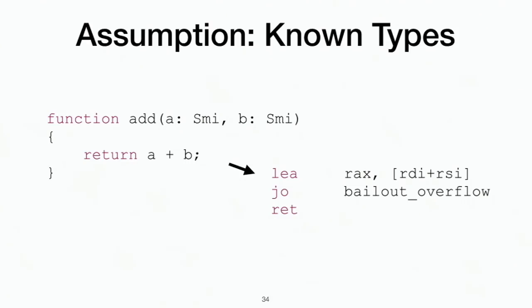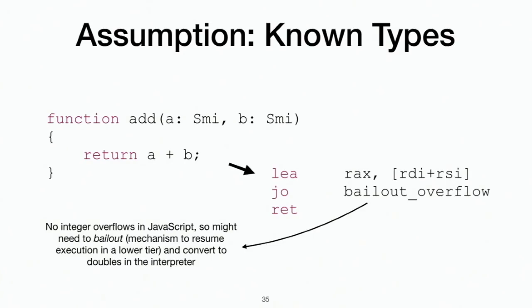So that's quite easy. There's one catch, because in JavaScript there's no integer overflow essentially. So the engine here has to do what is called a bailout. If this addition overflows, what it has to do is essentially go back to the interpreter. It bails out to the interpreter, and that interpreter, in this case, would convert the arguments to doubles and then do double addition, right? But this bailout mechanism is quite important. We'll see it a few more times.